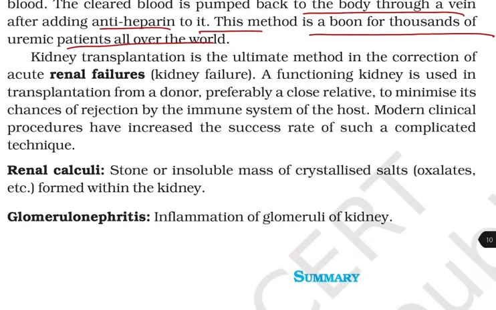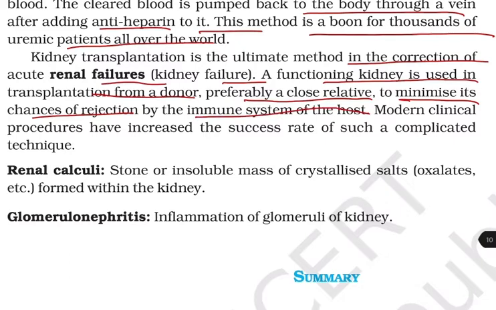Kidney transplantation is the ultimate method for the correction of acute renal failures, that is kidney failure. A functioning kidney is used in the transplantation from a donor, preferably a close relative, to minimize the chances of rejection by the immune system of the host. Modern clinical procedures have increased the success rate of this complicated technique.